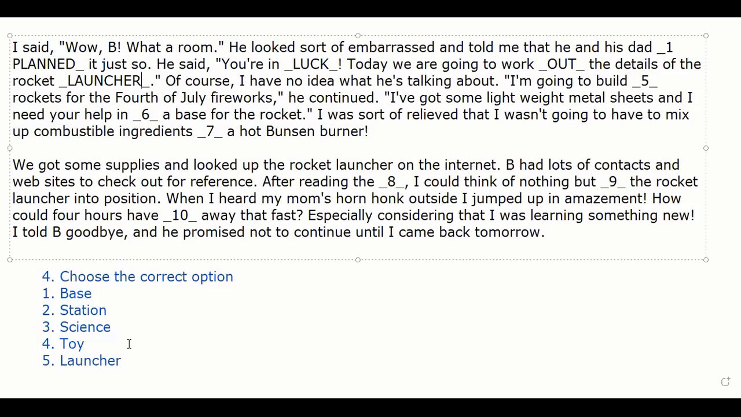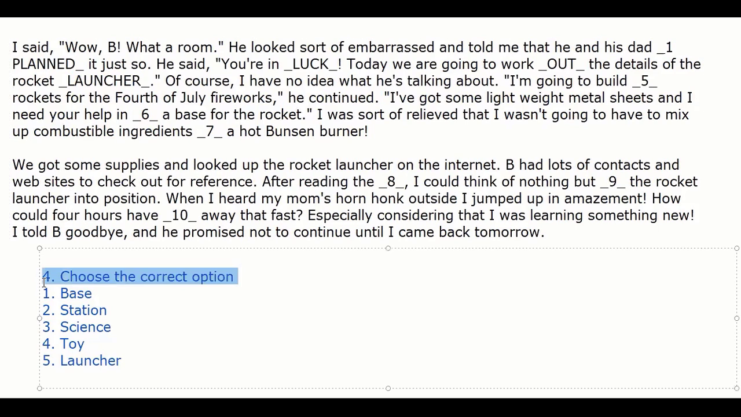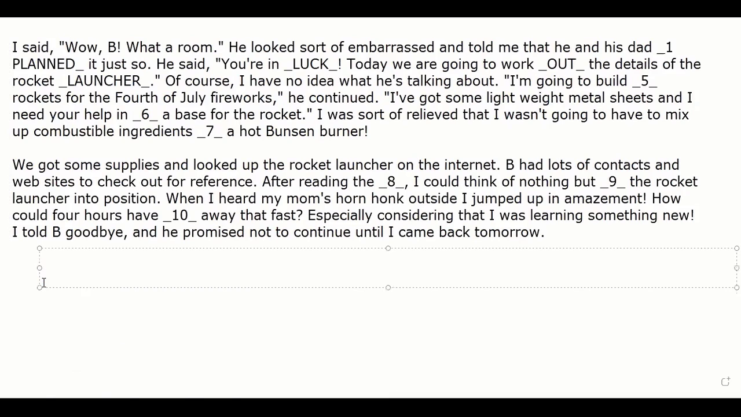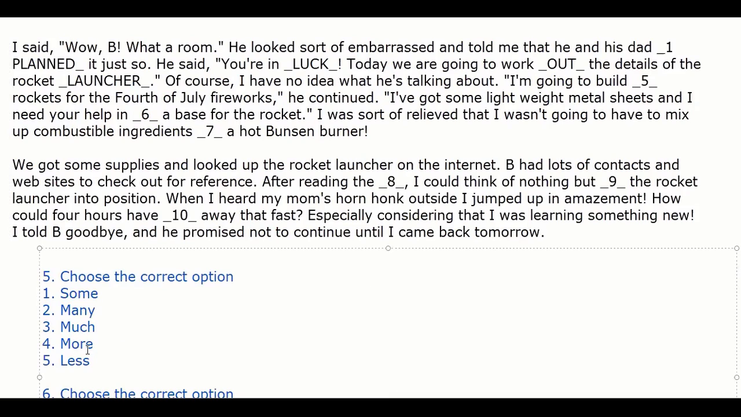Let's do 5th and 6th now. This is easier than the previous one, guys. What do you think? Meghna, is this easier than the last one? Yes, sir. Okay. Tell me, in the 5th one: some, many, much, more or less. Very interesting. So I'll read out. Today we are going to work out the details of the rocket launcher. Of course, I have no idea what he is talking about. I am going to build something, rockets for the 4th of July fireworks. I am going to build some rockets. I am going to build many rockets. I am going to build much rockets. I am going to build more rockets. I am going to build less rockets. Tell me.